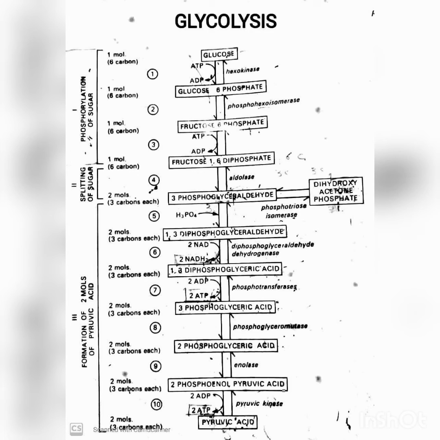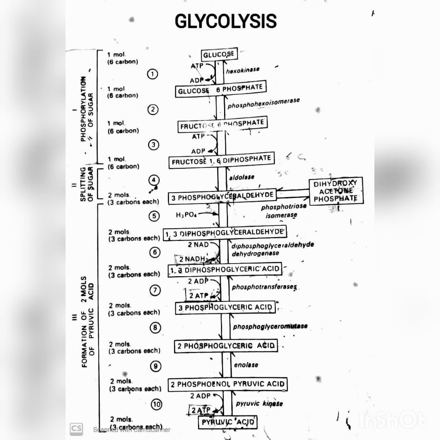Step number 7. The diphosphoglyceric acid loses one of its phosphates, which combines with ADP to form 3-phosphoglyceric acid and ATP in the presence of enzyme phosphoglyceokinase. This step is important because ATP is formed here.